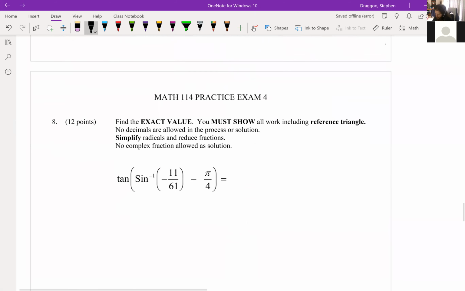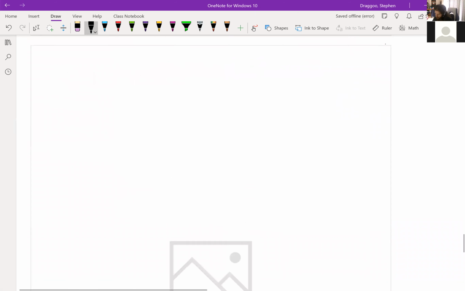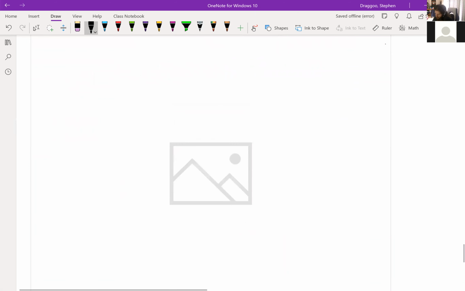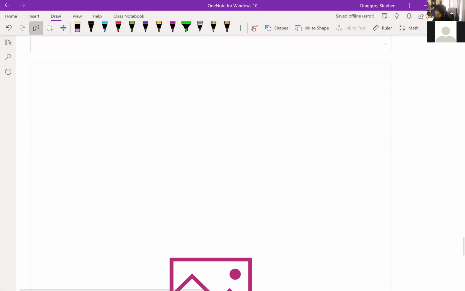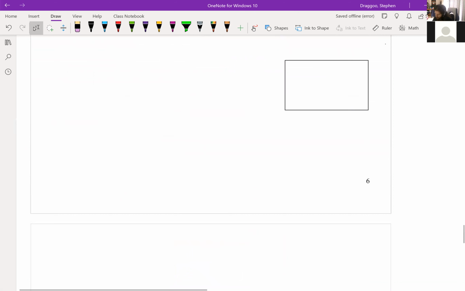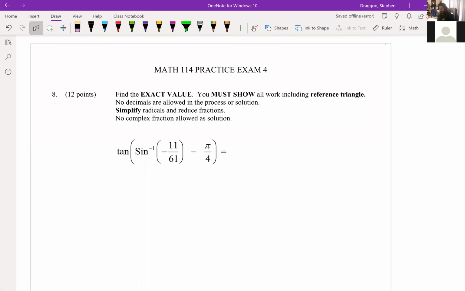All right, and I think we've got just this one last problem. Well, we'll find out later when that last page eventually loads, but I'm pretty sure that's just a formula sheet.